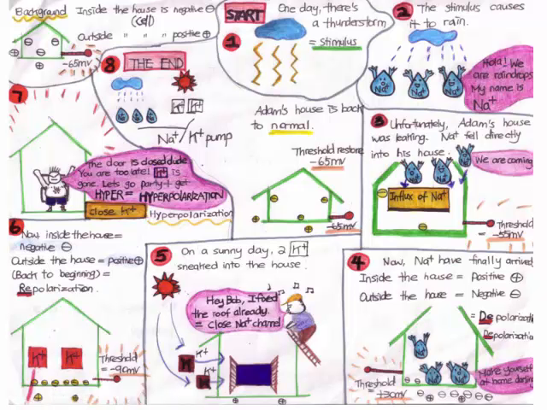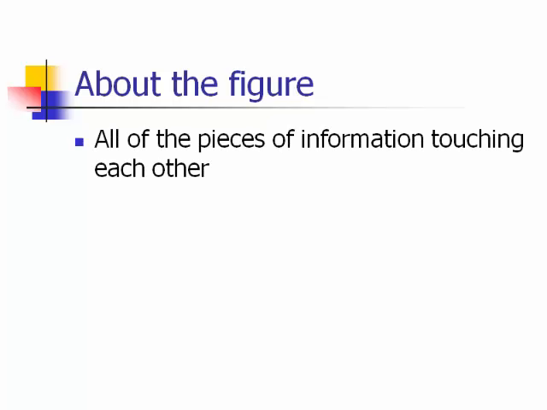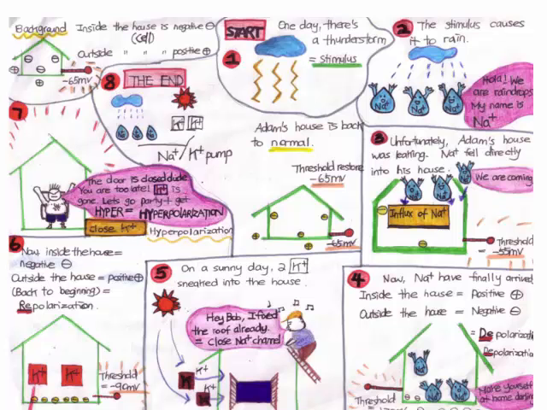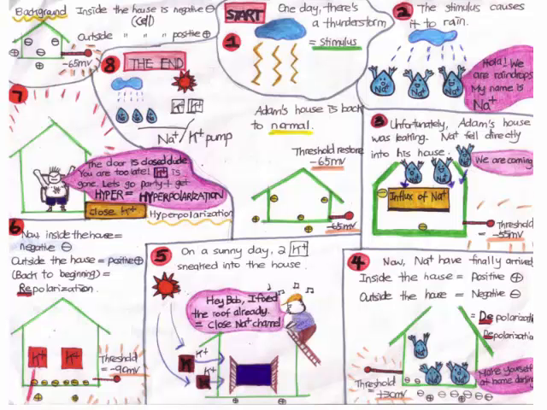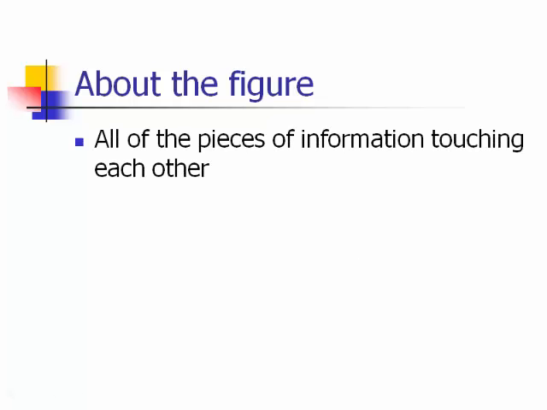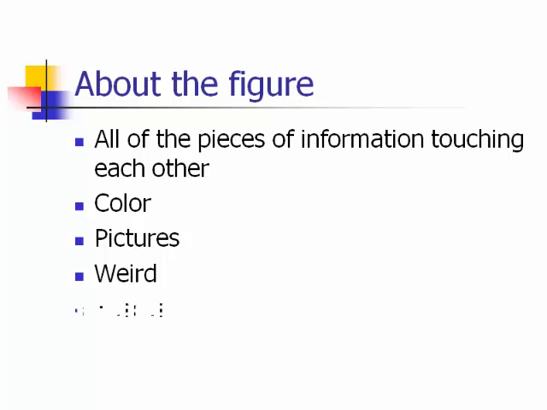There's lots of important things about the picture that we should point out, okay? One is that all the pieces of information are touching each other. Now, for me, this is insanity. This picture just scares me. I don't like how this purple part is just not straight, and how come they aren't divided into equal boxes? Okay, so not good for someone like me. Color, pictures, it's weird, right? It's got a story, and it's funny, and it's got emotion, so there's a connection to it.